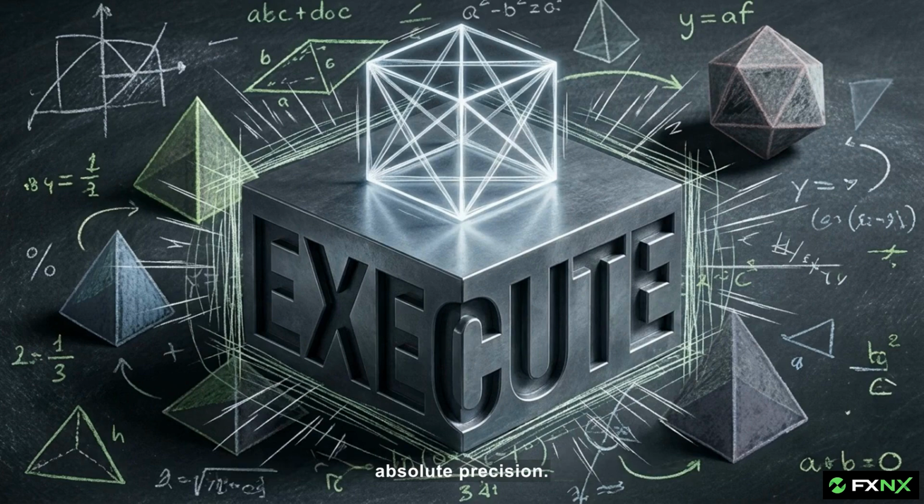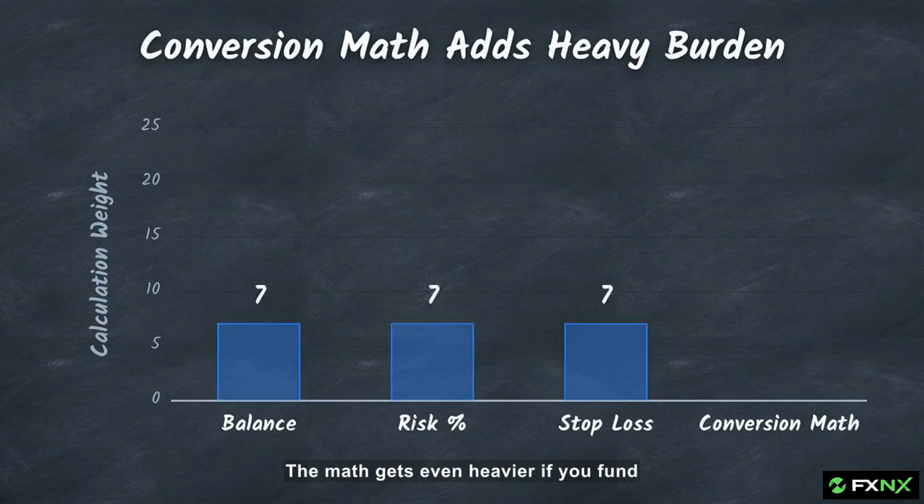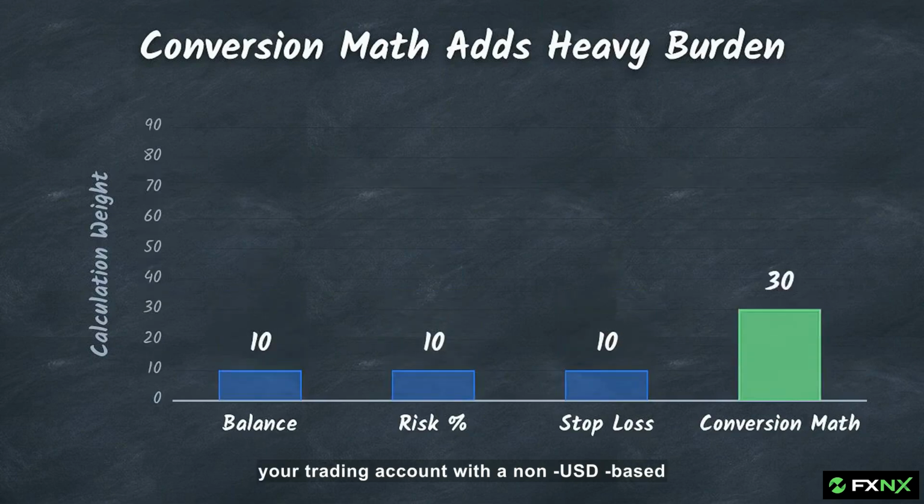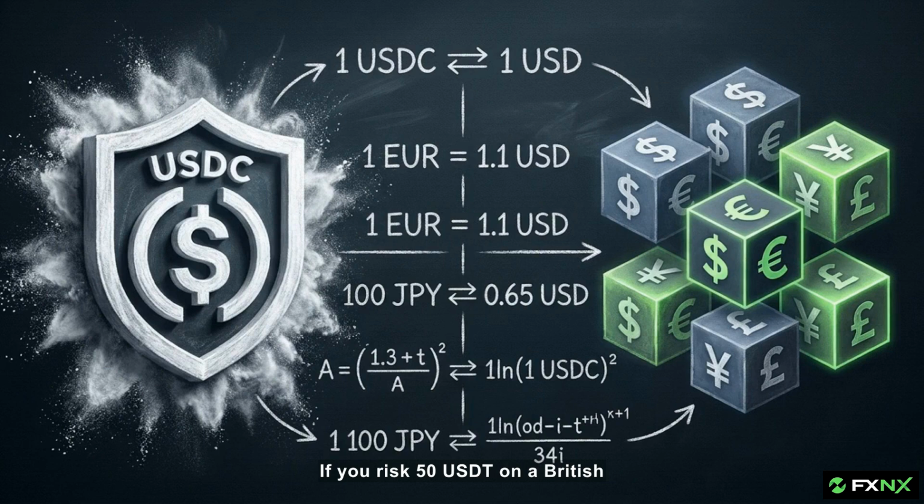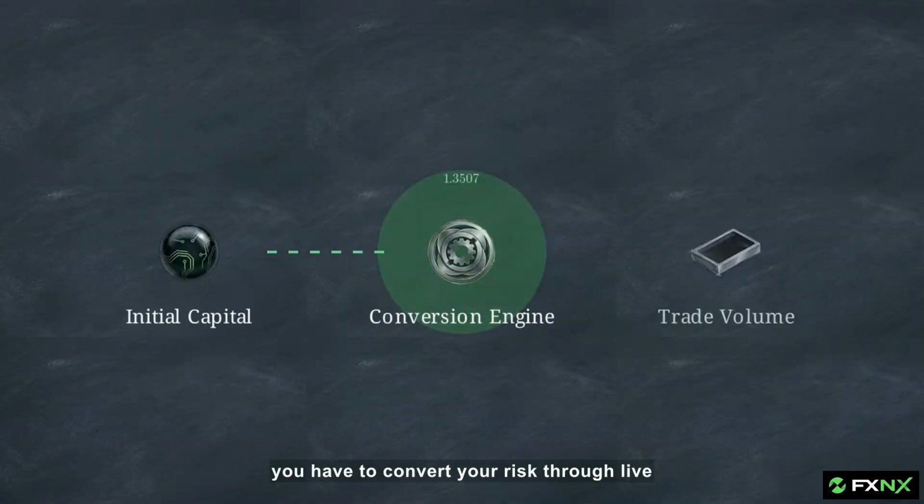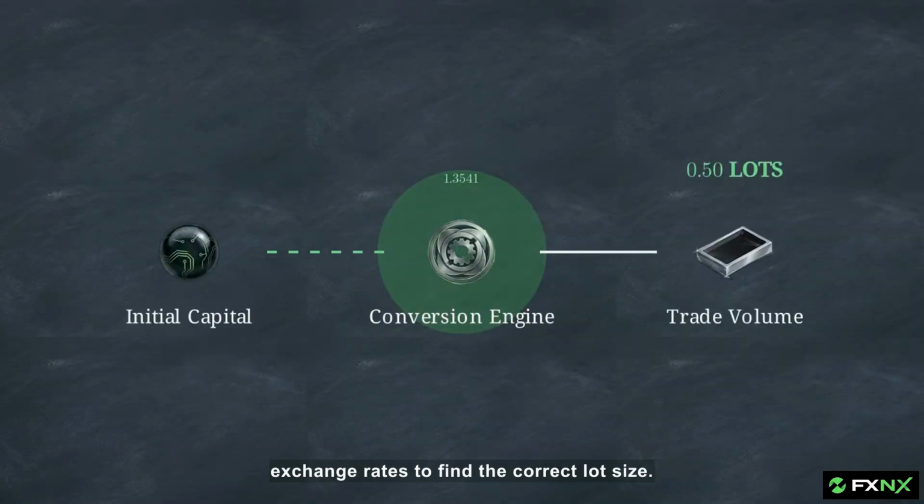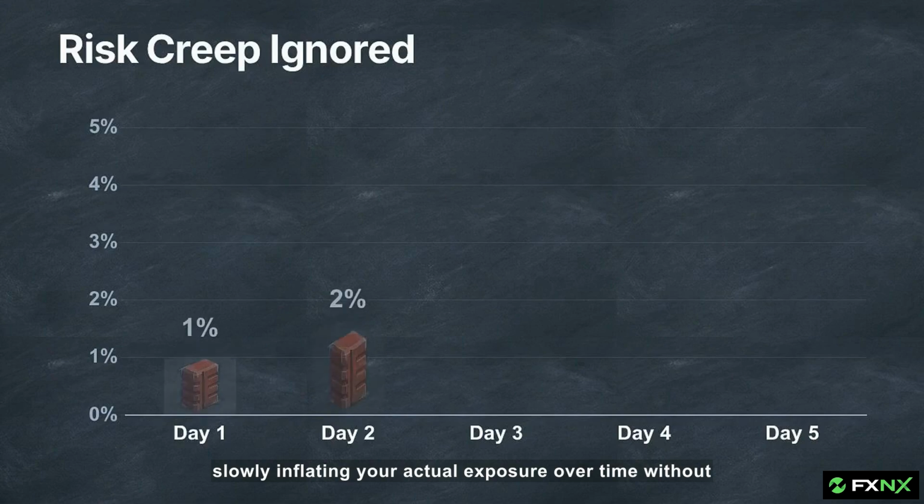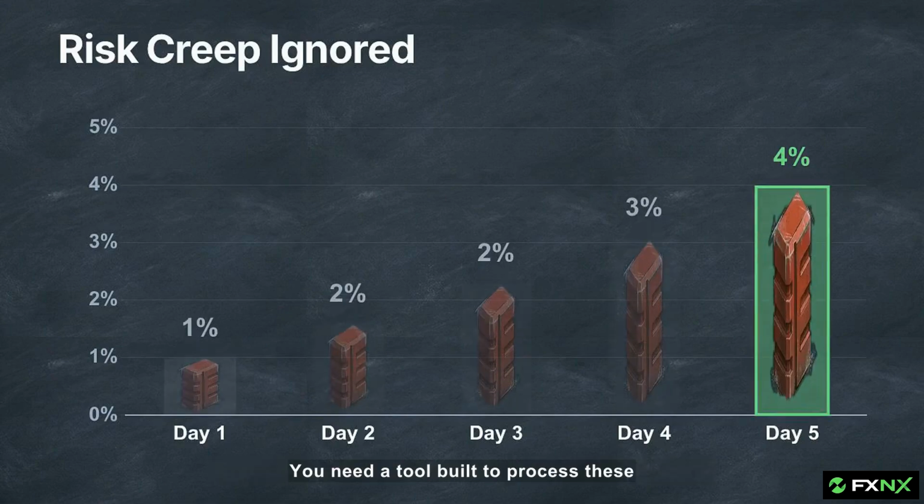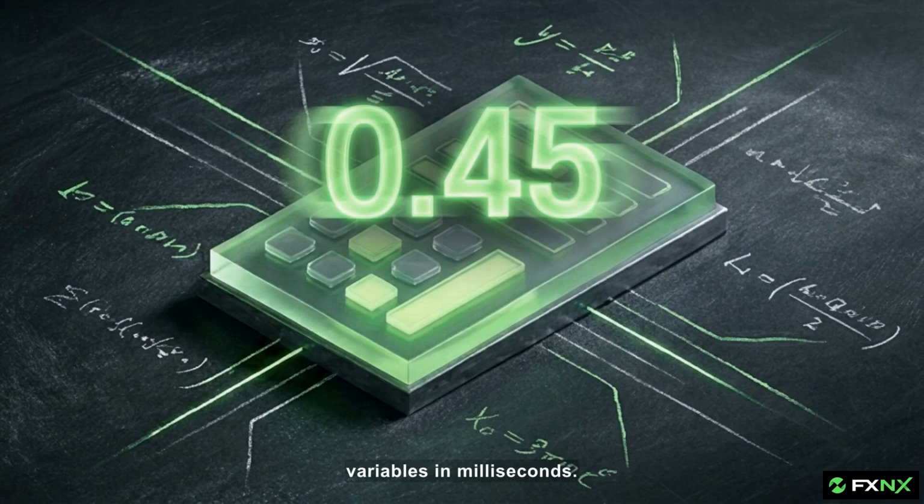Manually tracking fluctuating yen values and gold volatility for every single execution introduces human error into a process that requires absolute precision. The math gets even heavier if you fund your trading account with a non-USD base currency like euros or a stablecoin like USDT. If you risk 50 USDT on a British pound to Japanese yen trade, you have to convert your risk through live exchange rates to find the correct lot size. Relying on an exchange rate you memorized last week creates risk creep, slowly inflating your actual exposure over time without you noticing. You need a tool built to process these variables in milliseconds.